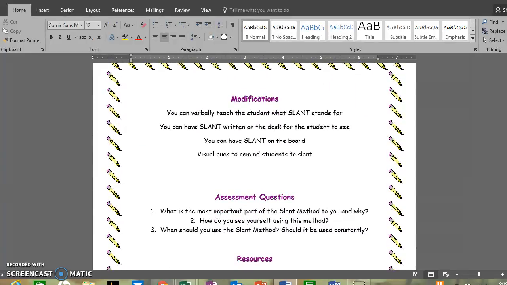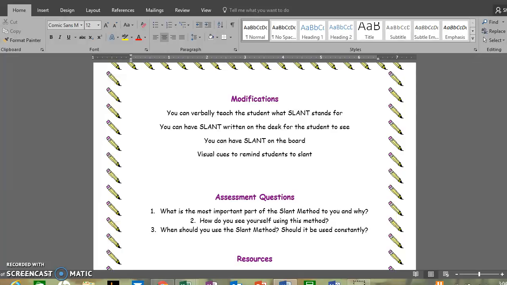Modifications. There's really not too many modifications because of what this method is, but you could verbally teach the student what SLANT stands for, which you should, and you can have SLANT written on the desk if a student is near or farsighted. You can also have it on the board and visual cues to remind students to SLANT. You can be like, hey class, let's SLANT, or like the look. You can give a certain student the look and they'll know to SLANT.